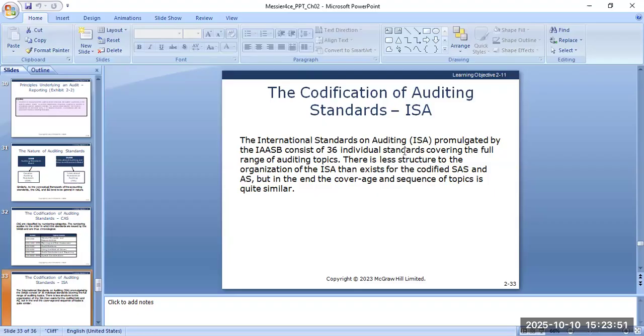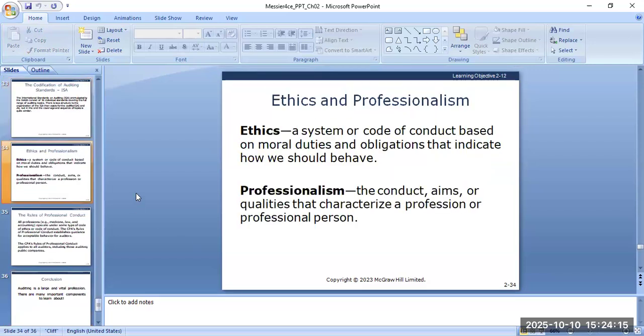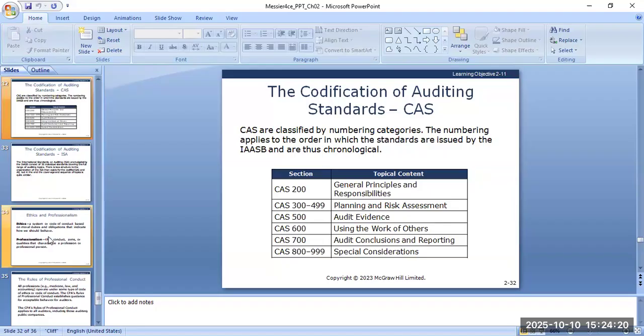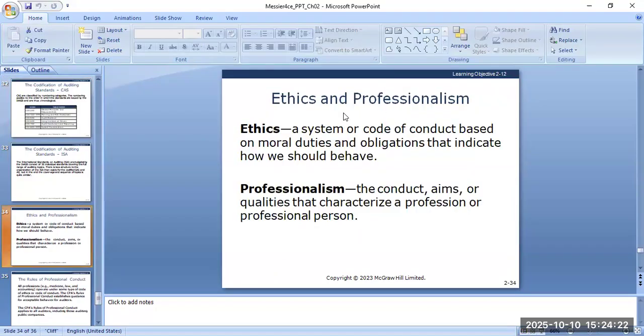Obviously, the standards have some codes. The international standards for audit consist of 36 individual standards covering the full range of audit topics. In the Canadian standards, obviously, there will be a little bit less than that. That's what's important here.